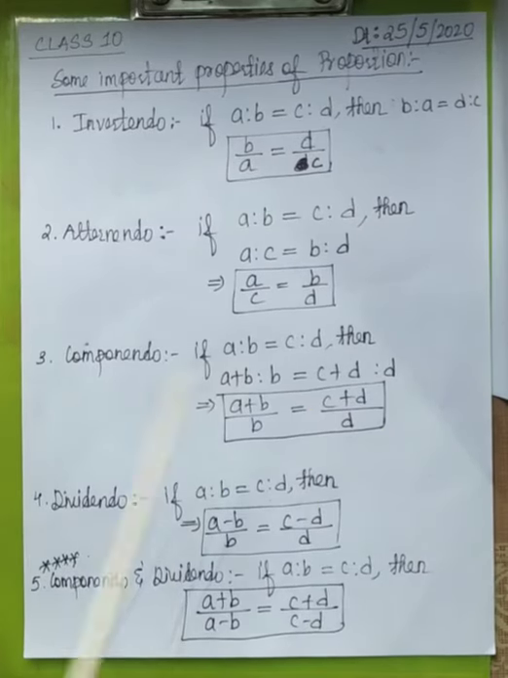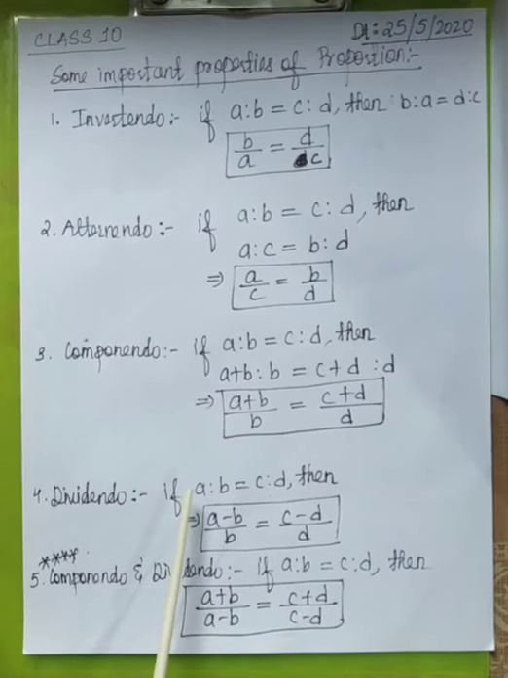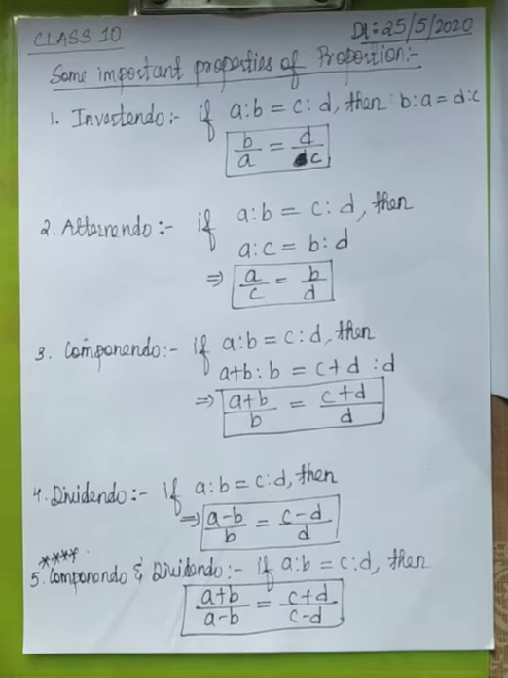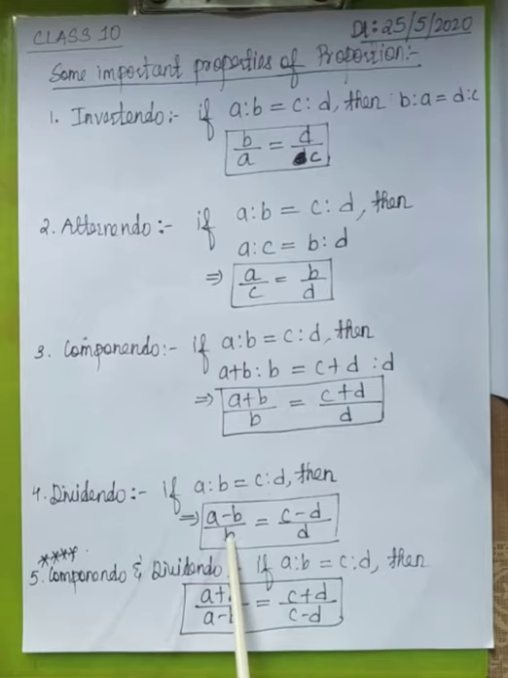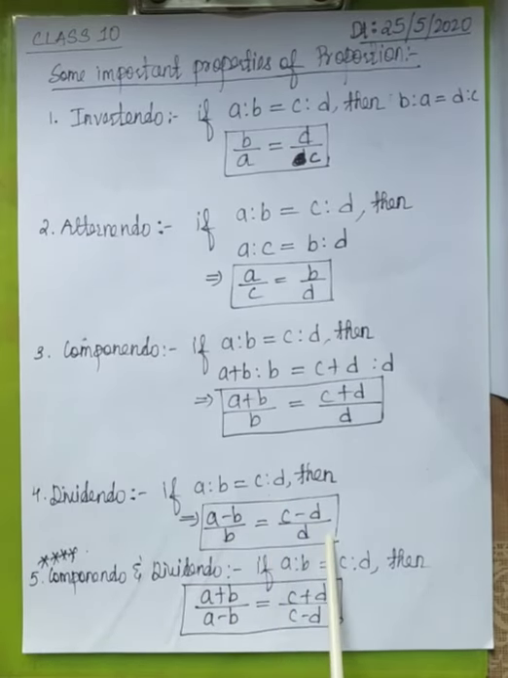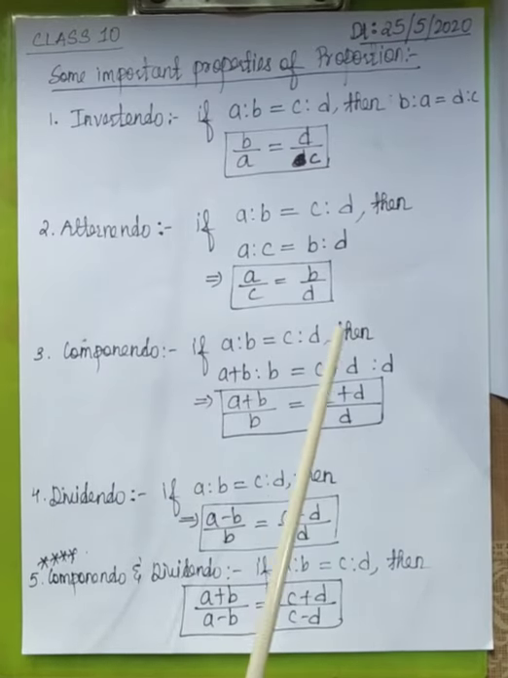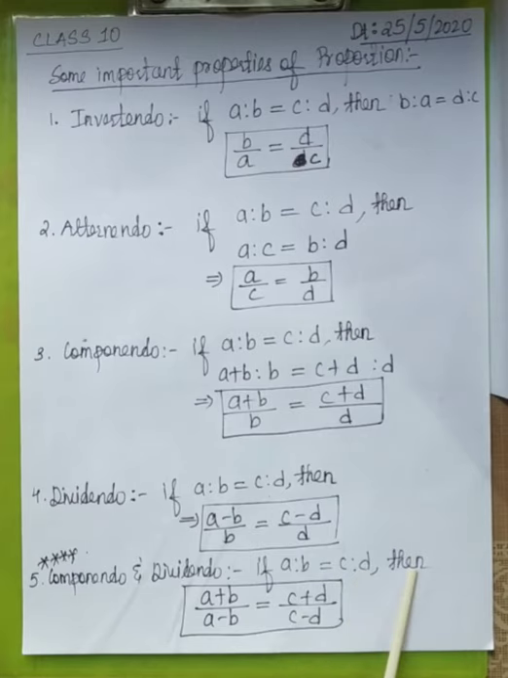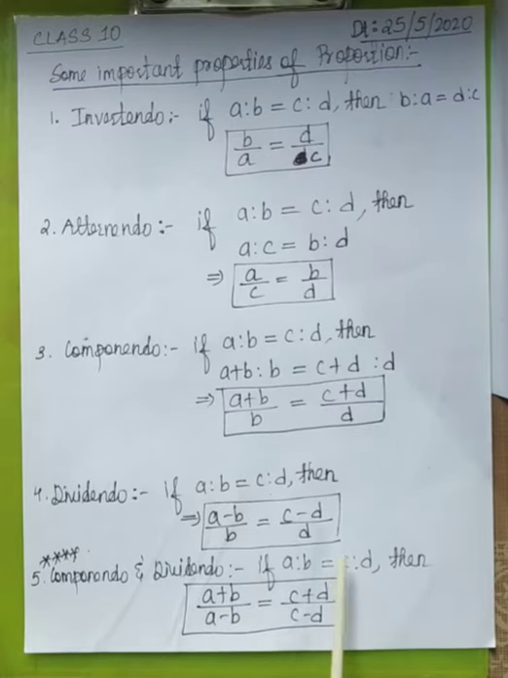This is componendo. So componendo plus, then dividendo minus. Just replace plus by minus. A is to B is equal to C is to D. If A is to B is equal to C is to D, then A minus B divided by B is equal to C minus D divided by D. This is your dividendo. And then componendo and dividendo means to add and subtract. Okay, so if I have A by B is equal to C by D, then by componendo and dividendo, A plus B divided by A minus B will be equal to C plus D divided by C minus D.